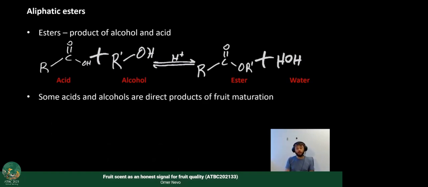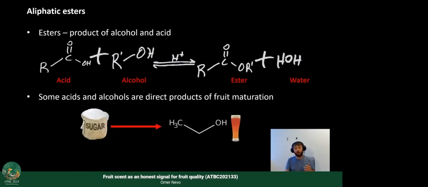And critically, many such acids and alcohols are direct products of fruit maturation. To give you the easiest example for this, ethanol, ethyl alcohol, is a product of sugar fermentation. It is an alcohol, of course, but through oxidation, it can also become an acid.